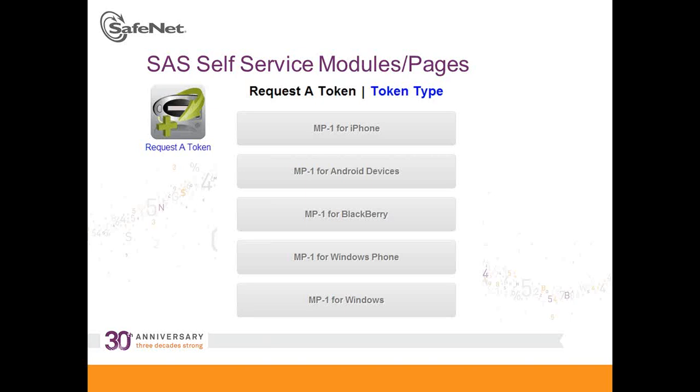Now, in the requesting of a token pages, I have the ability to define which type of token I want my users to request. So we can see here an example of some of the options that we can provide for requesting a token.